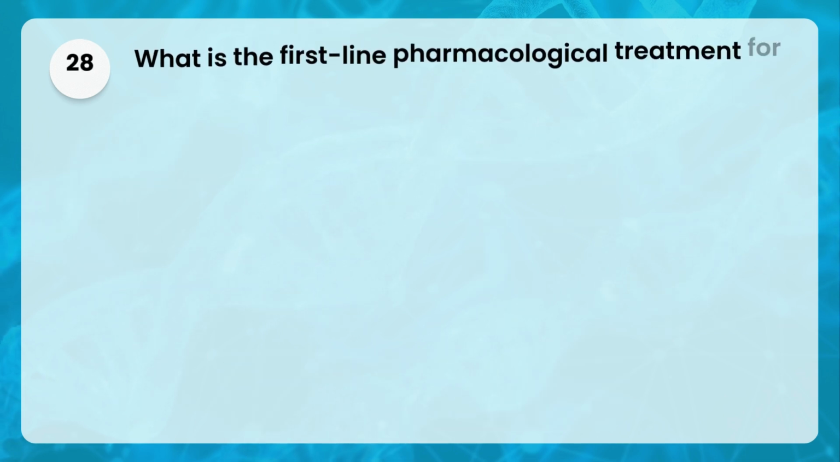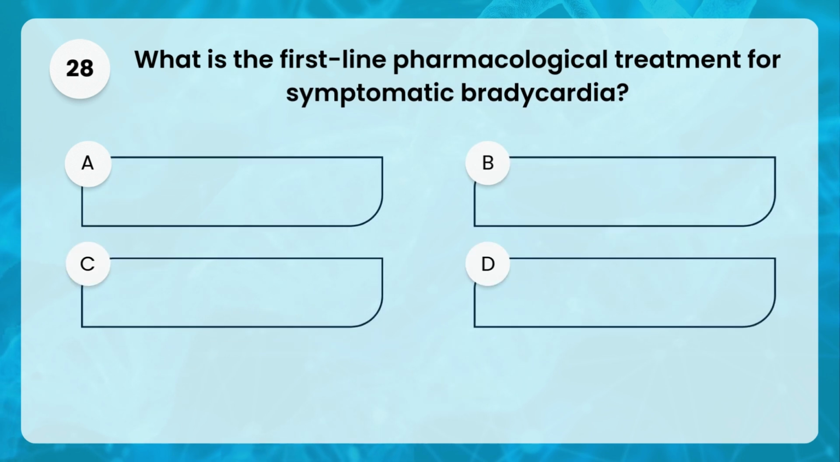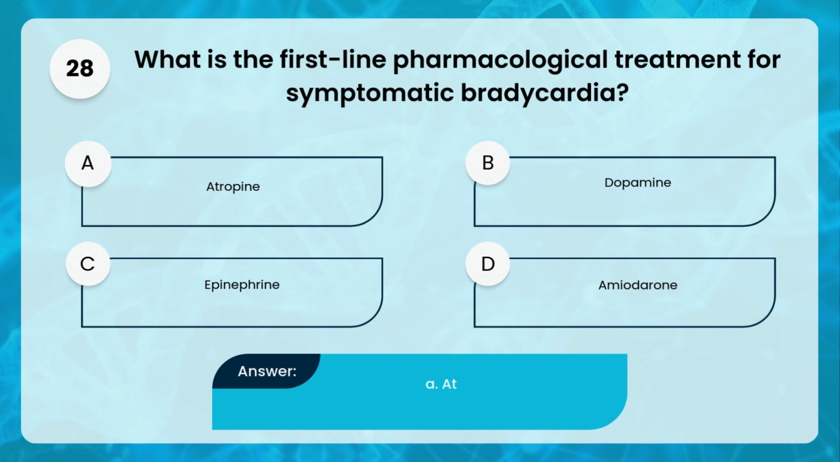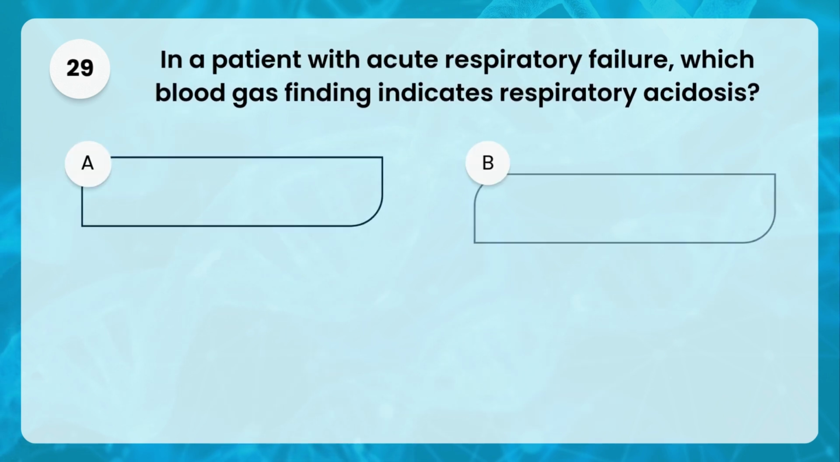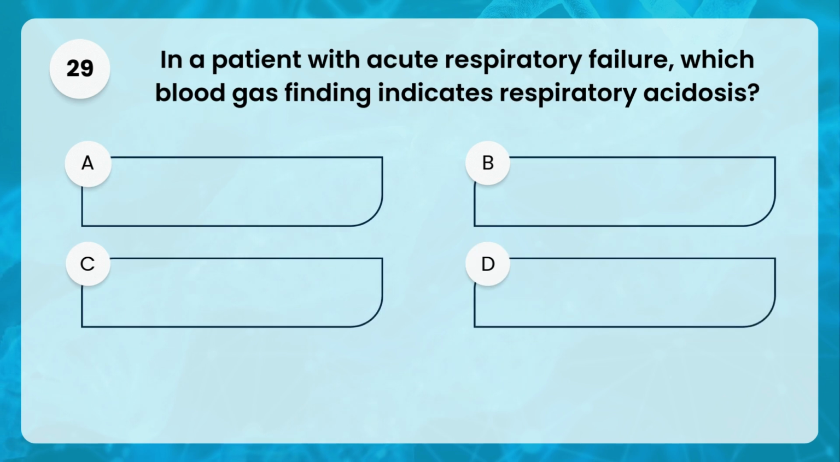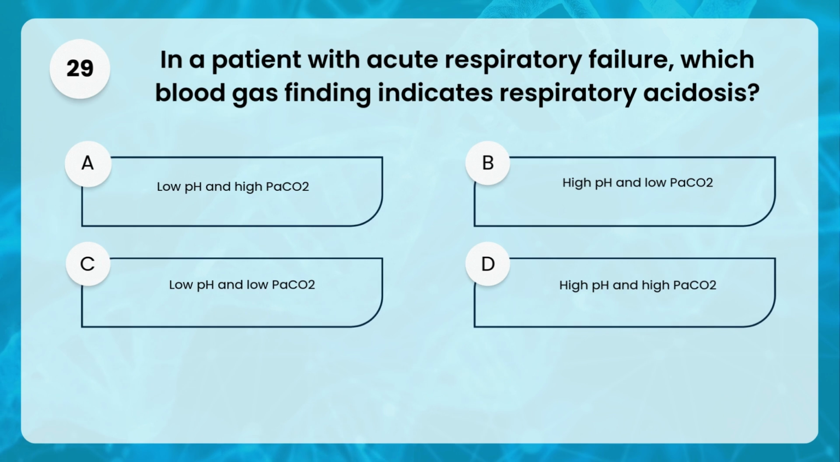Number 28. What is the first-line pharmacological treatment for symptomatic bradycardia? A. Atropine. B. Dopamine. C. Epinephrine. Or D. Amiodarone. The answer is A. Atropine.